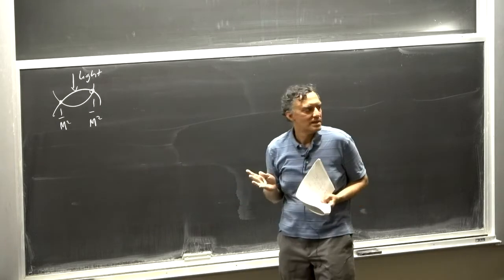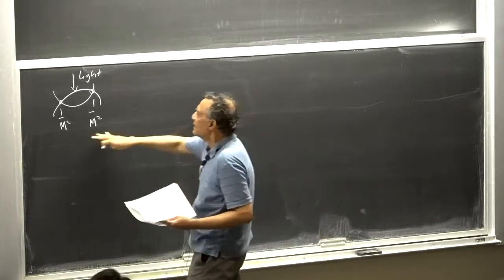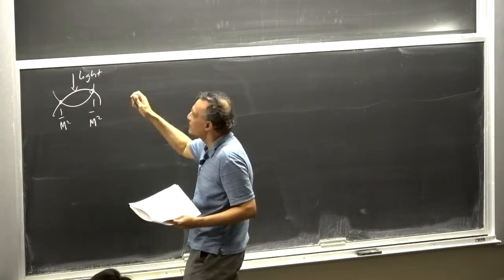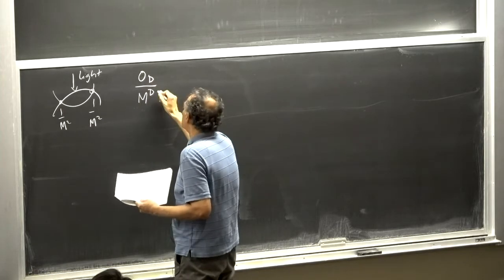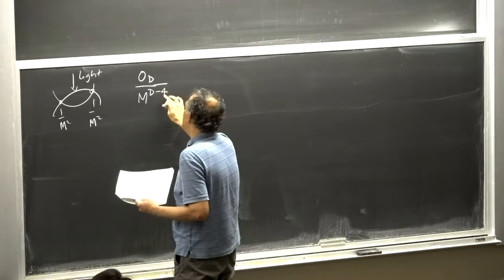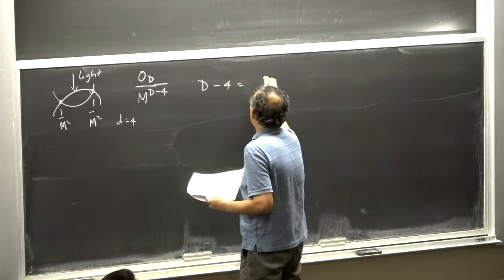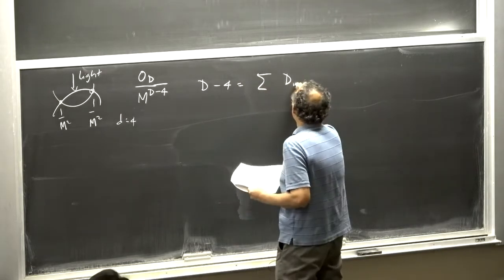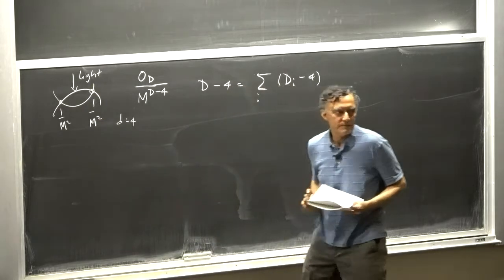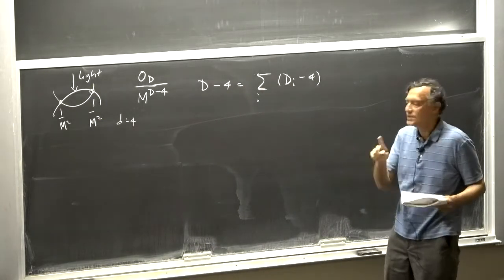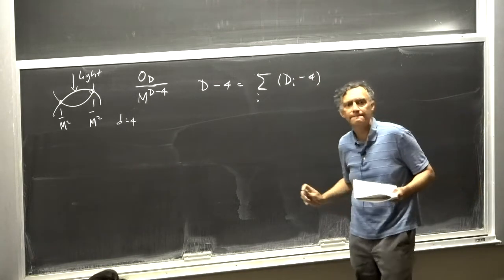This is the basic point. It's manifest 1 over M counting. So if I take this loop diagram and it effectively produces an operator which is O_d over M to the D minus 4, where I'll just call it little d, was 4 here, then we know at tree level that d minus 4 was the sum of d_i minus 4 over all the vertices that I have. So this is the power counting formula. And this is true even including loops. So there's no change.